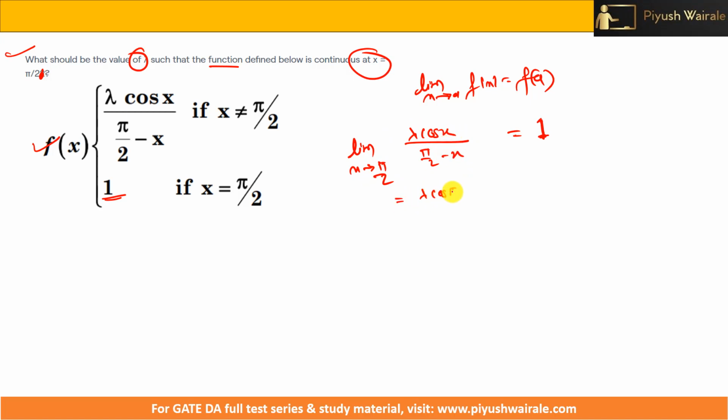Lambda cos of pi by 2 minus pi by 2, right? So it is 0 by 0 form. So it means we need to apply L'Hospital rule. So just take the differentiation of numerator and denominator separately. So what will I get?